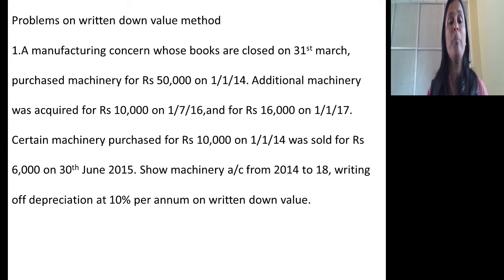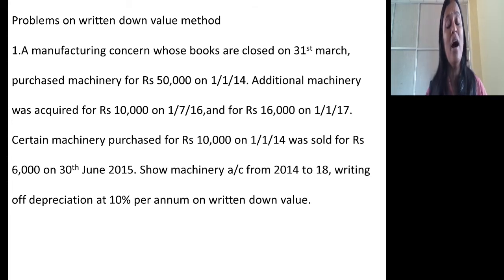Let me concentrate on problems on the written down value method. Let us look at the problem. A manufacturing concern whose books are closed on 31st March purchased machinery for Rs 50,000 on 1/1/2014. Additional machinery was acquired for Rs 10,000 on 1/7/2016 and for Rs 16,000 on 1/1/2017. Certain machinery which was purchased for Rs 10,000 on 1/1/2014 was sold for Rs 6,000 on 30th June 2015. Show the machinery account from 2014 to 2018 assuming the written down value method of depreciation at 10% per annum.